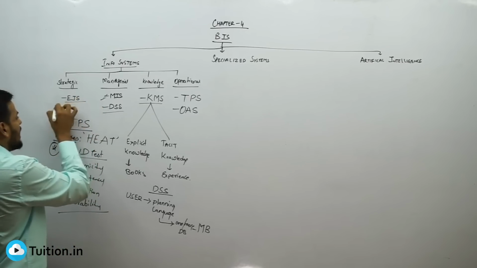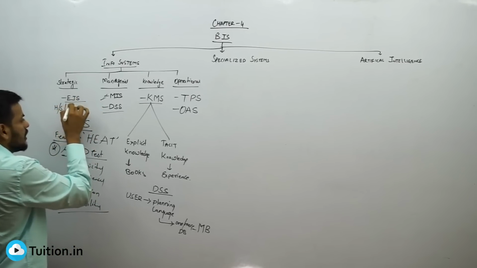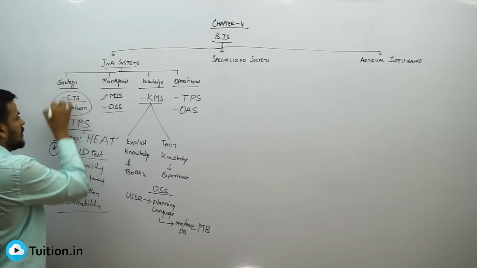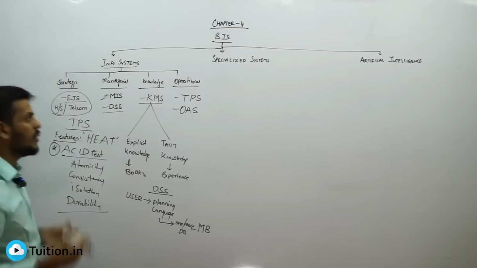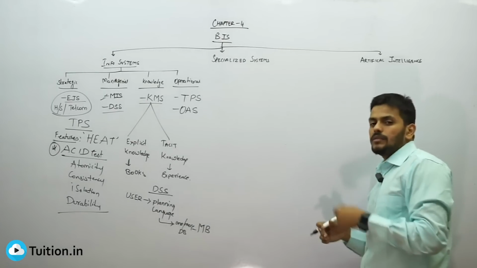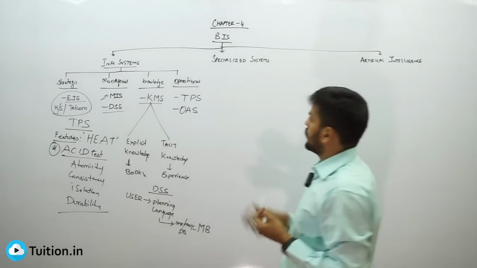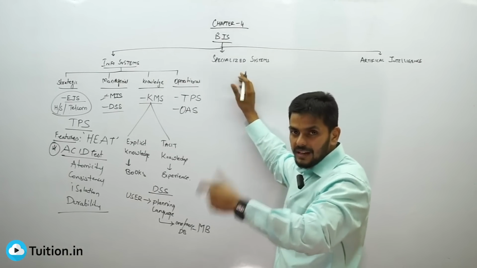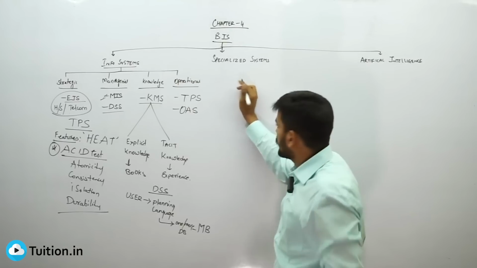EAS, apart from having hardware and software, also talks about telecommunication. Why does it talk about telecommunication? Because it goes beyond the boundaries of the company, and that's one of the reasons why we talk about telecommunication or networks in EAS, because it is used for top executives. It carries both internal and external information.